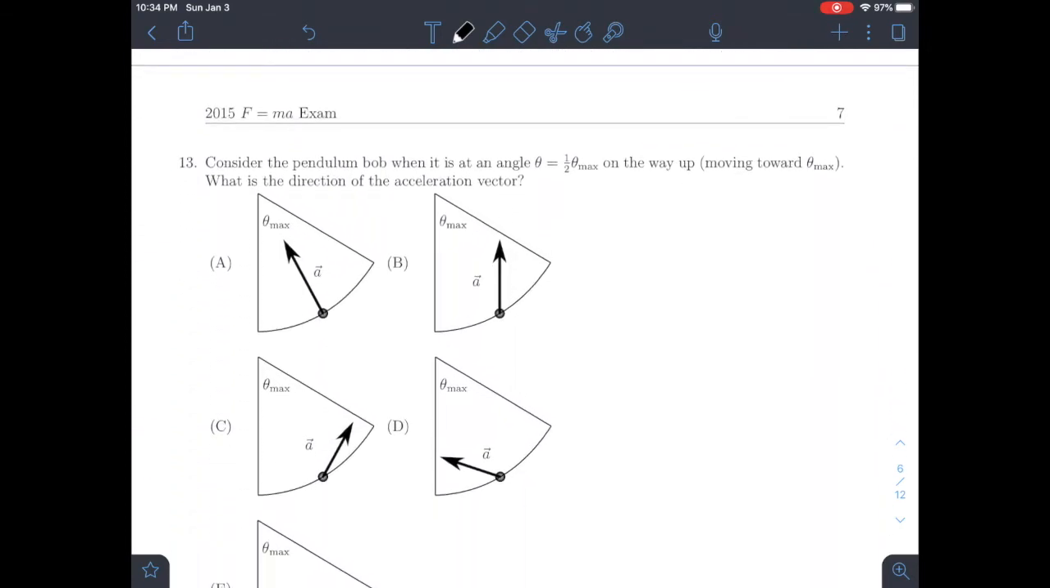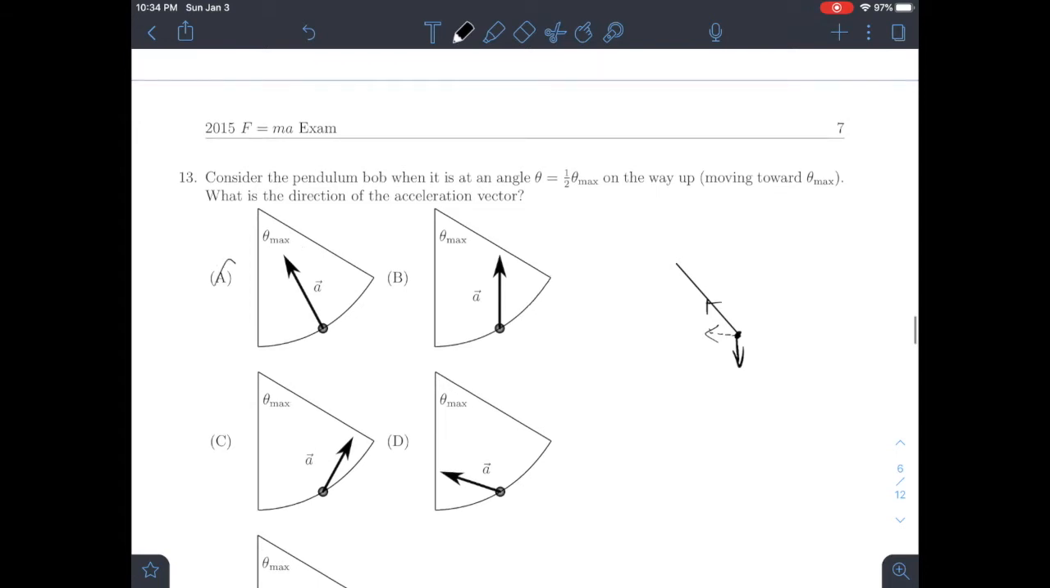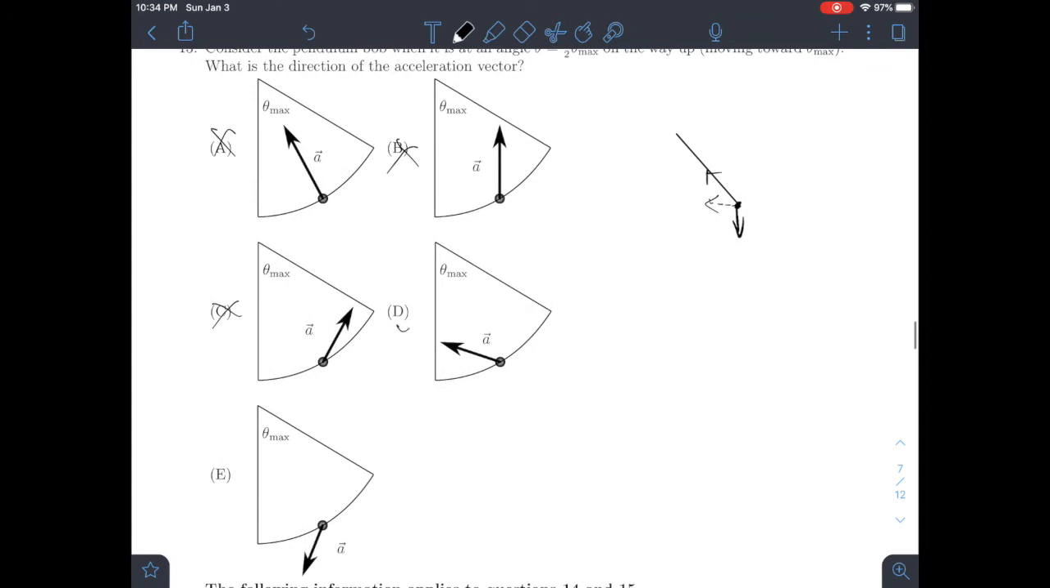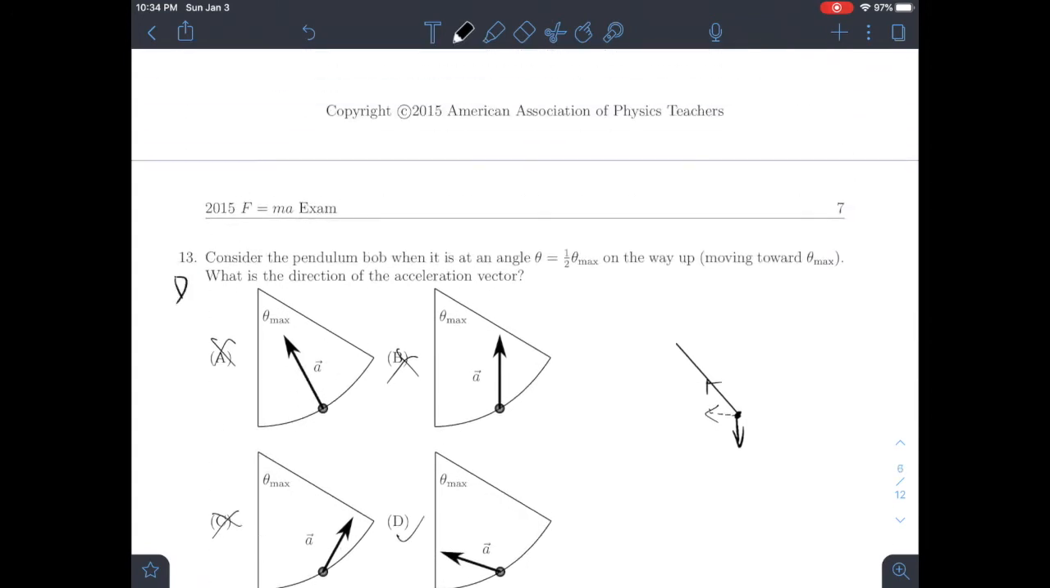So 13. Consider the pendulum bob when it's at the angle theta equal to 1/2 theta max on the way up, moving upward. What is the direction of the acceleration vector? Well, first we have two different forces acting on the object. One is gravity, straight downwards, and one is the tension force. Then we add the two vectors together, we have a shape like this. We can erase all the other answers and find the closest shape, which is D, right?